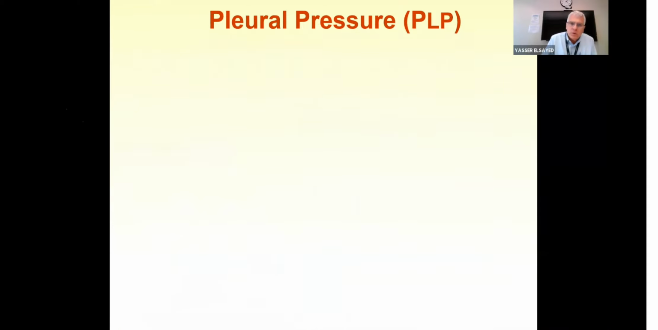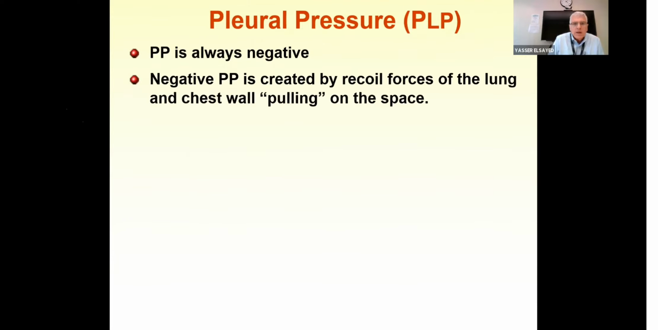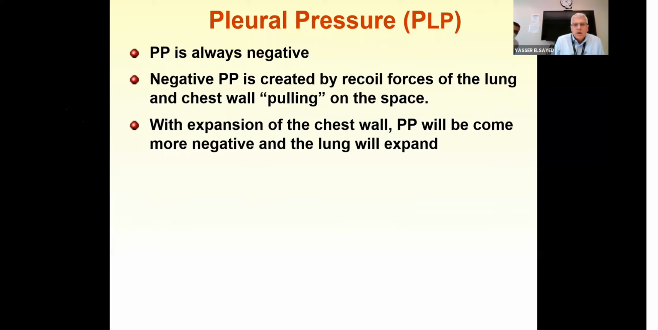So let's talk a little bit about the pleural pressure, which is extremely important to understand how the lungs expand or deflate. The pleural pressure is always negative. Under physiological conditions, unless you have a pneumothorax, the pleural pressure is always negative. The negative pleural pressure is created, as I explained before, by the recoil forces of the lungs and chest wall pulling on that space and creating that negativity, that vacuum. With expansion of the chest wall, the pleural pressure will become more negative and the lung will expand.